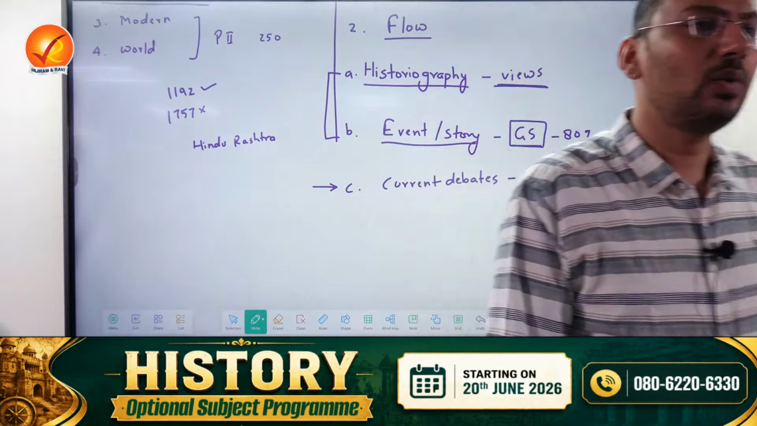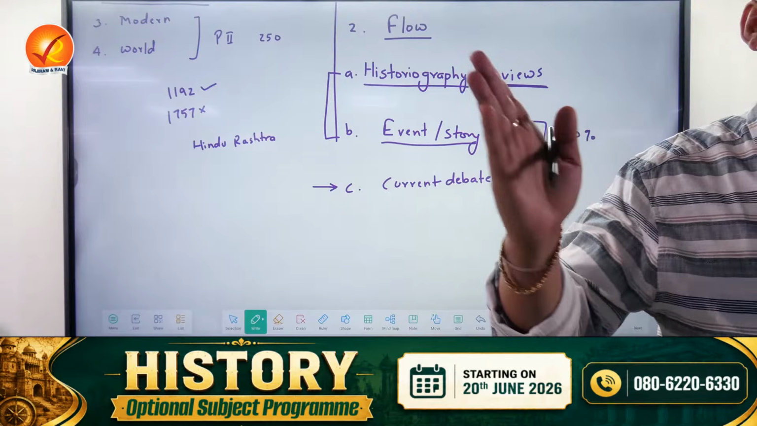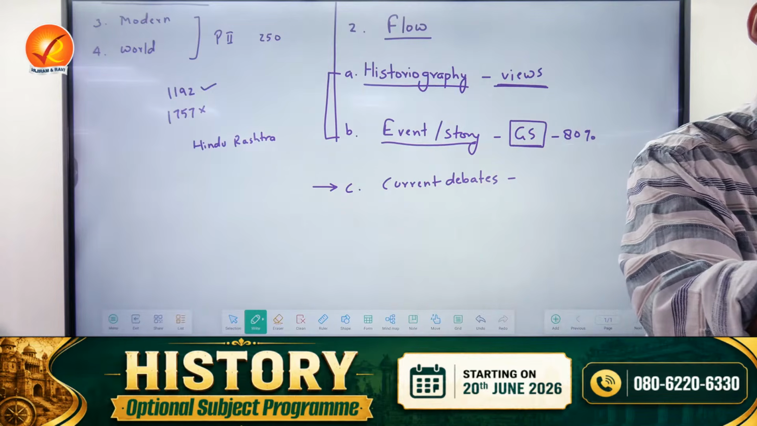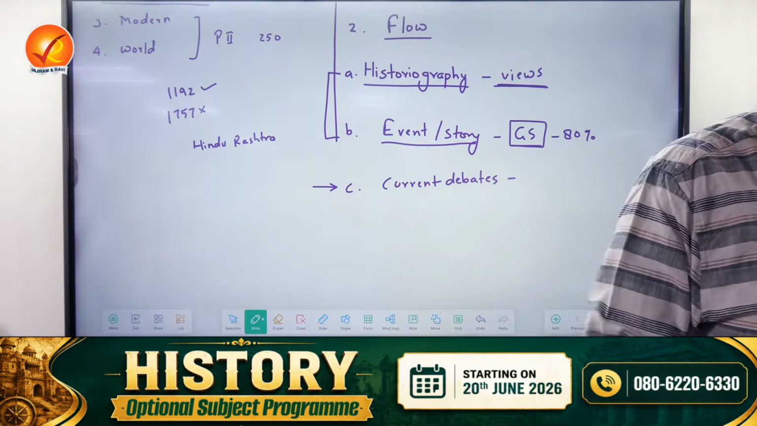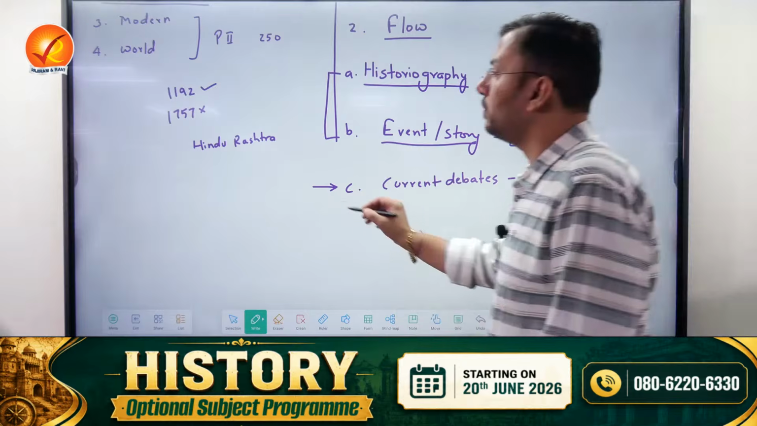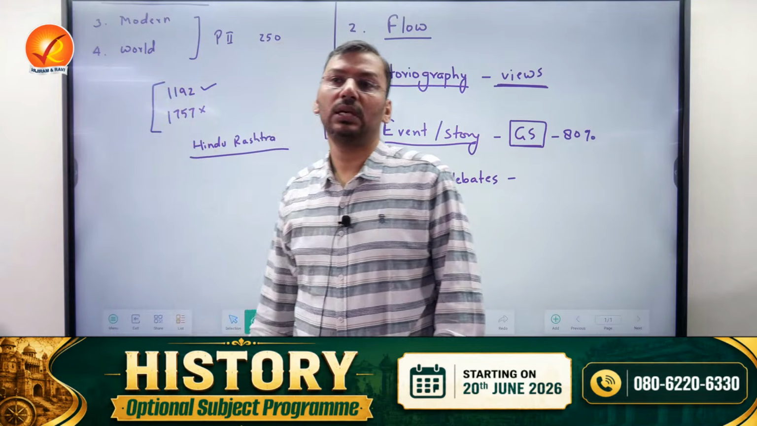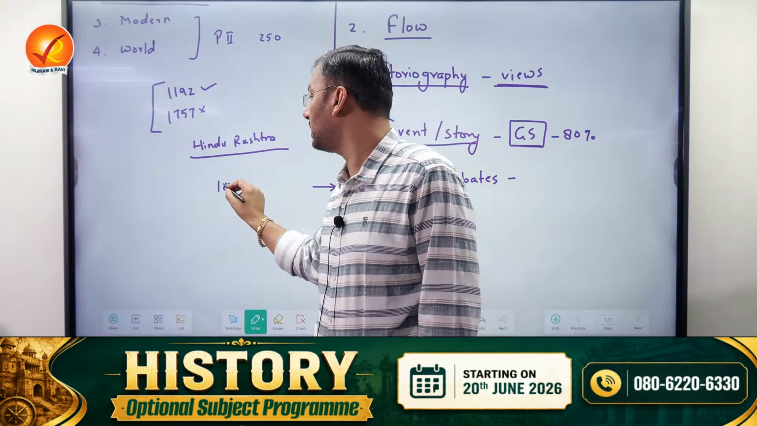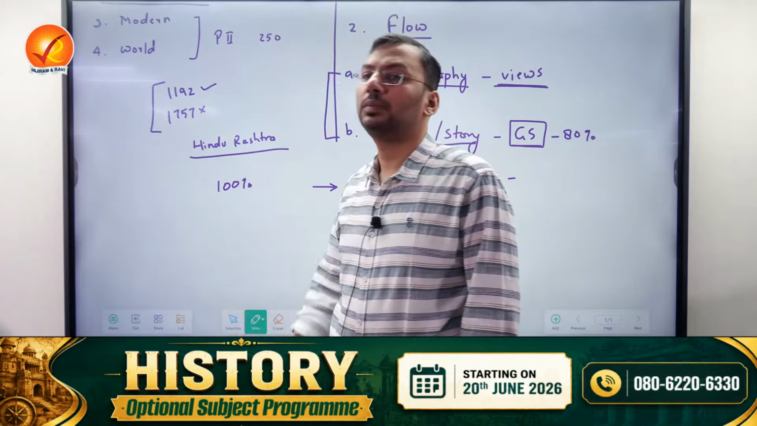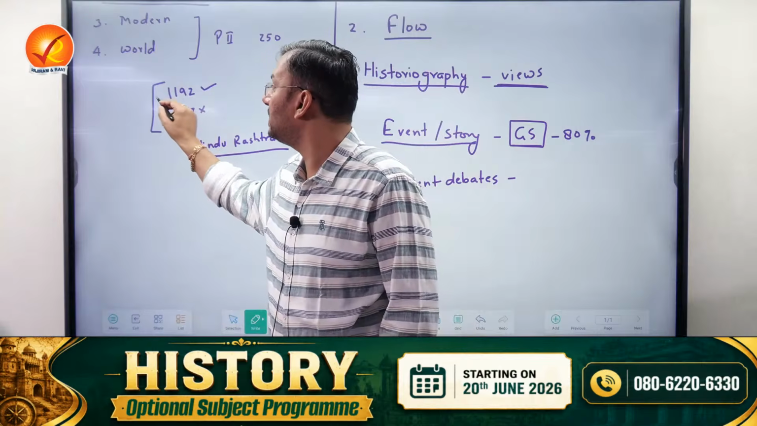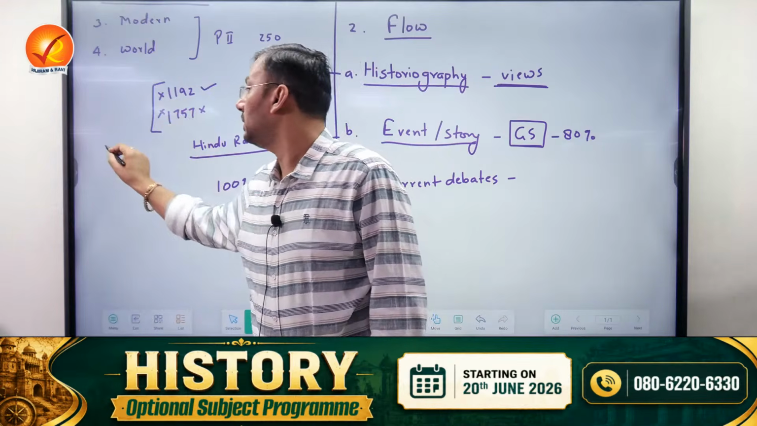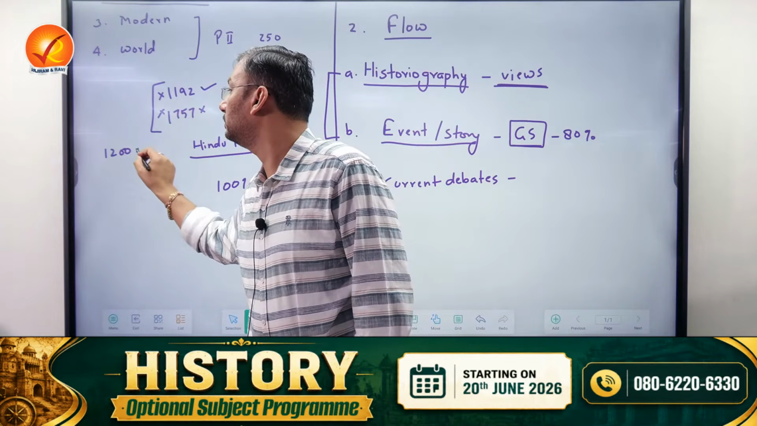I hope you have heard what happened in Tarain. What happened in Tarain? Muhammad Ghori defeated Prithviraj Chauhan. If ever you want to make a change in the present, you have to make a change in history. If I have to make reservation 100%, I will say we lost our independence not here, but in 1200 BC.